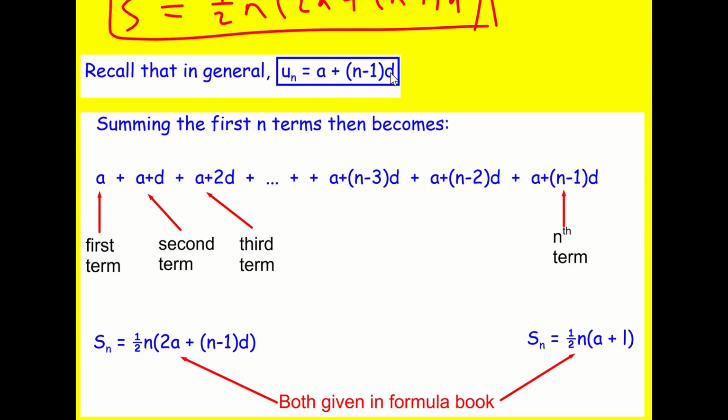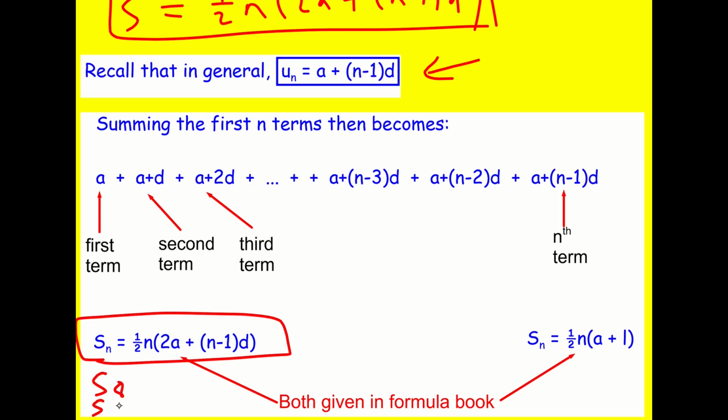So this is just a little summary. We've got the nth term, which you need to know. This is given in the formula book. I've just derived this. We typically call it capital S and then a little n. The n means how many terms we're summing. So if I want to sum 8 terms, it would be S8. If I want to sum the first 50 terms, it would be S50. That's what that little n means.